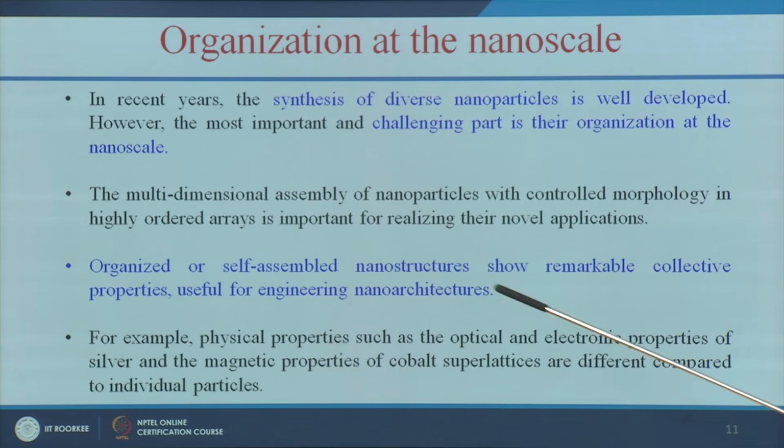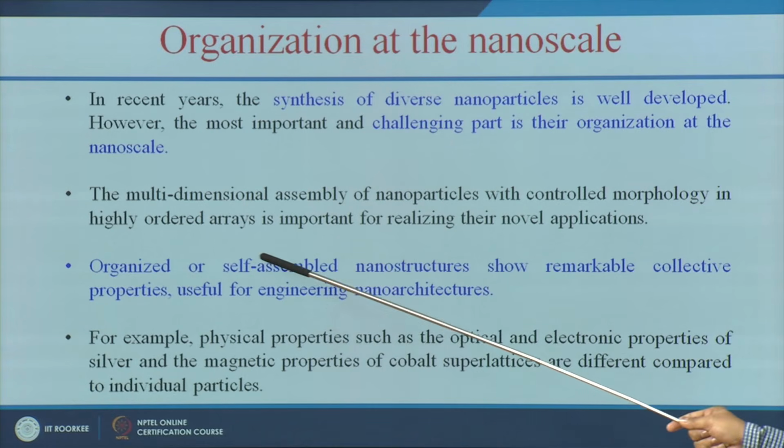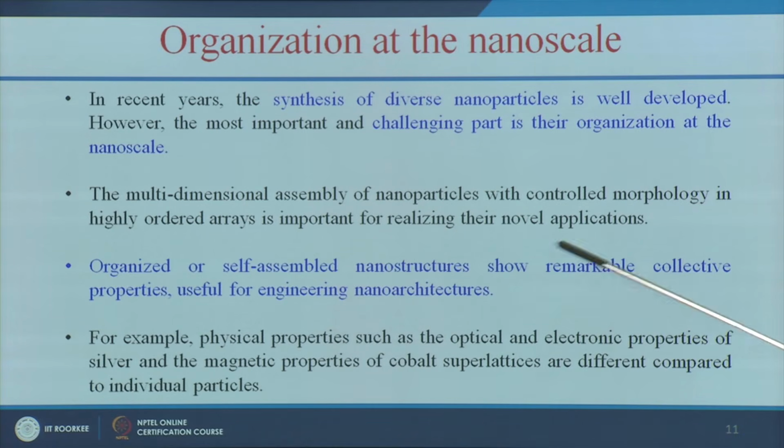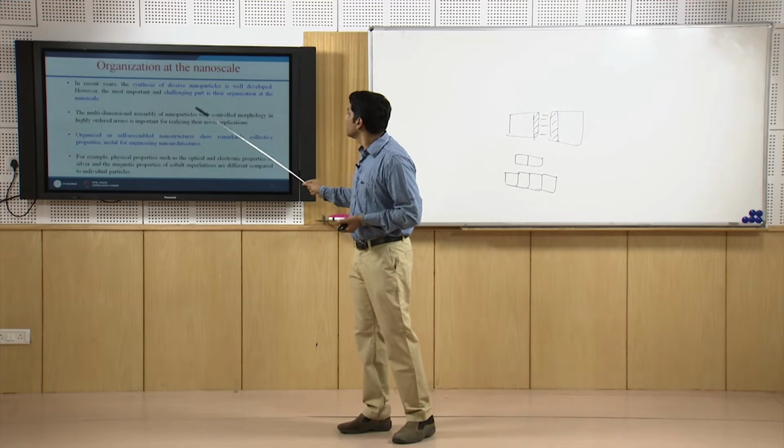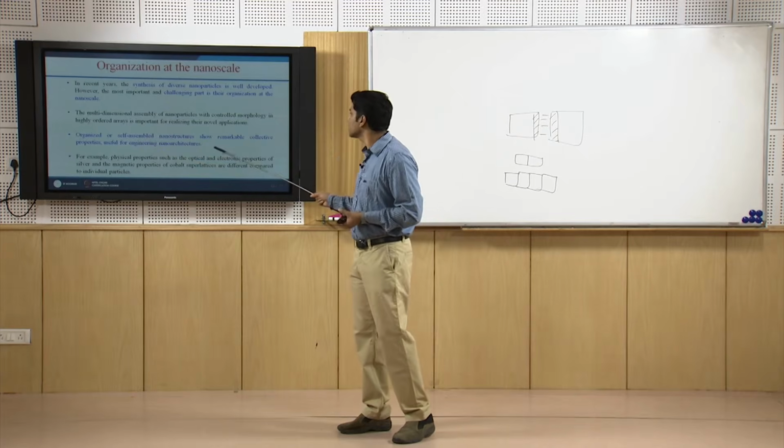The organized or self assembled nanostructures show remarkable collective properties which will be useful for engineering nano architectures. A simple example: if all the alphabets are scattered, you do not get any meaning. These alphabets should be arranged in a proper way to get the meaning for the word nanoscale. Similarly, if the nanoparticles are dispersed or scattered, you do not get any meaning. You have to arrange them in a proper structure, and then only you can get various novel properties.